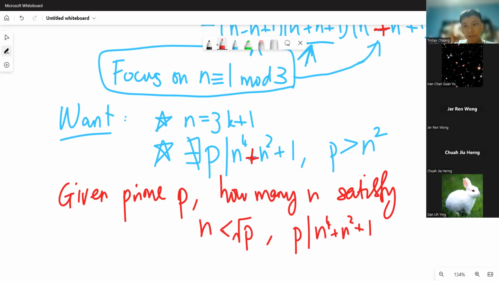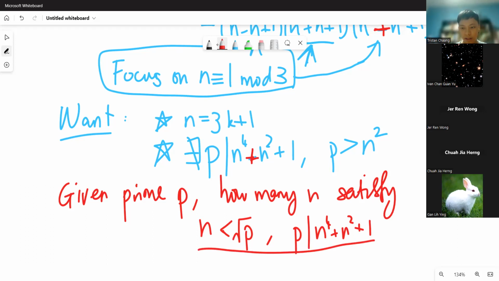So now we fix p instead of n. We fix p instead of n, and then we ask how many such n fail. Okay, and hopefully we prove that the number of failing n is too small compared to the vastness of the set of positive integers. So if that makes sense, we focus on this problem. Given the prime p, how many n satisfy this thing, which is to fail?